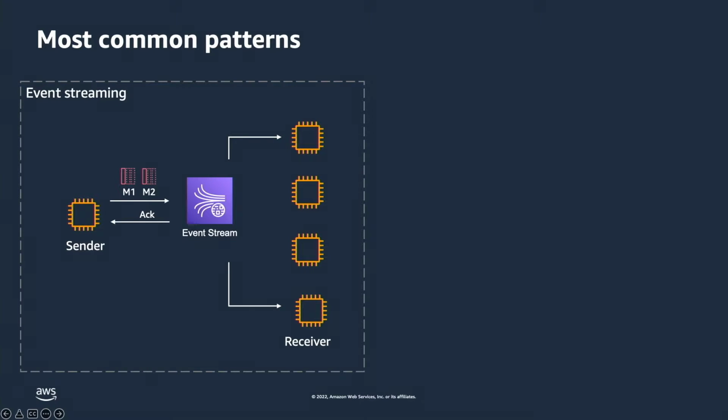Then another common pattern is event streaming. And here you get a little bit of the two worlds, where you have a sender that is sending a massive amount of messages to the event broker, that is the event stream service in there, and then all the receivers are receiving all the messages in their own time, because the event streaming will buffer for them, and then the receivers will be able to pull the messages.